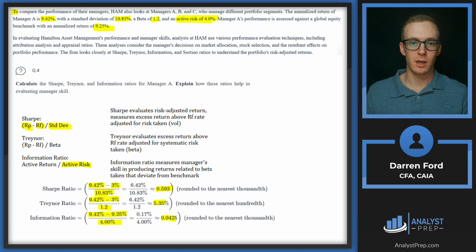Lot there, but good question. And so just to level set here, you'd probably get 1 point for having the formula and calculations, and then another 2 points for explaining these properly.